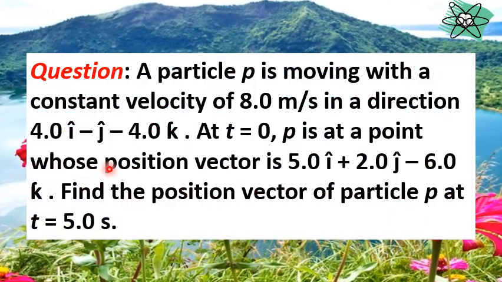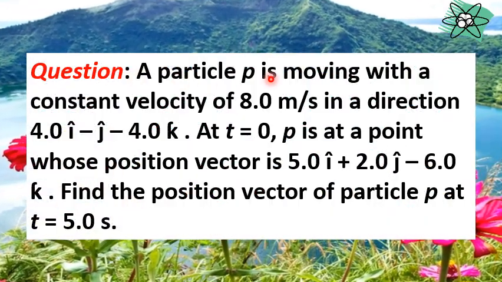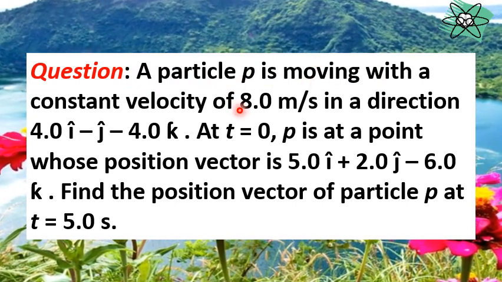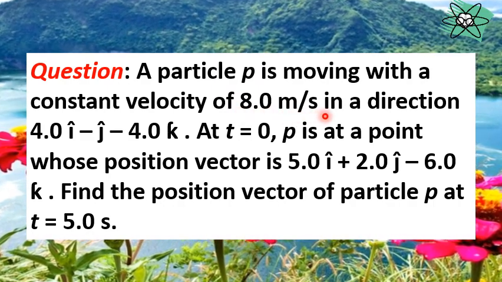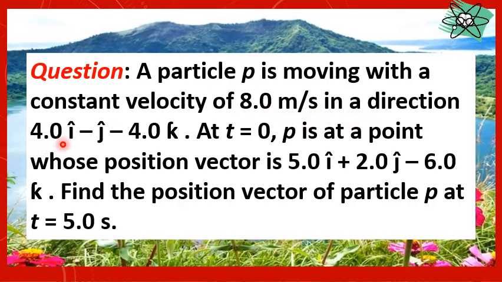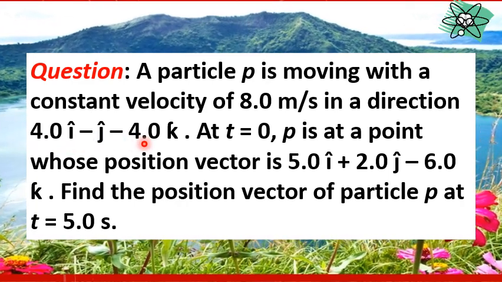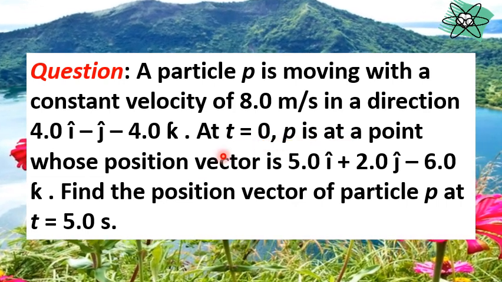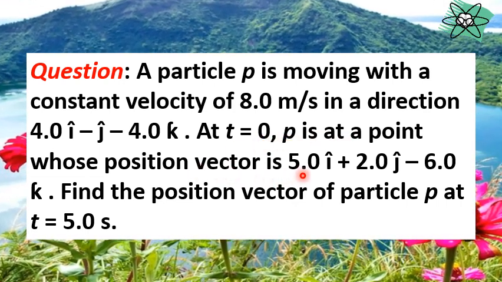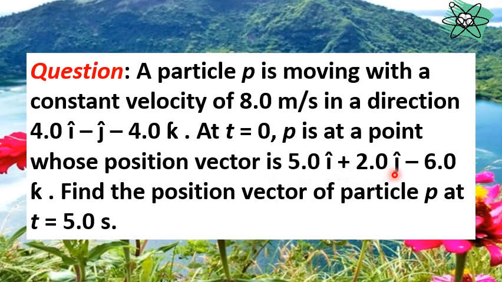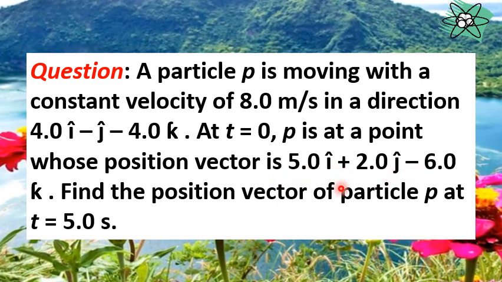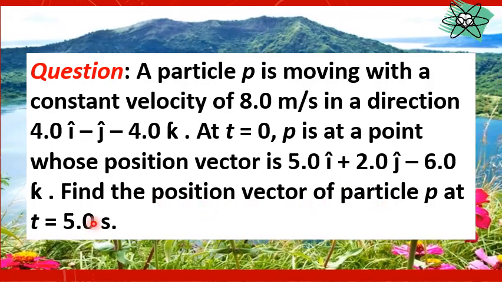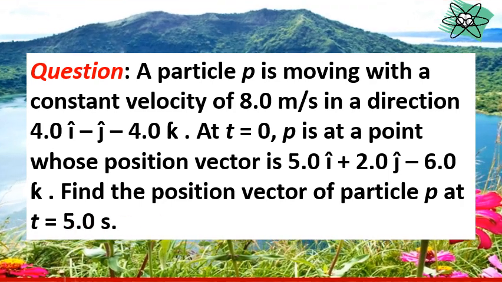The question is, a particle P is moving with a constant velocity of 8.0 meters per second in a direction 4.0 I minus j minus 4.0 k. At time equals 0, P is at a point whose position vector is 5.0 I plus 2.0 j minus 6.0 k. Find the position vector of a particle P at time equals 5.0 second.